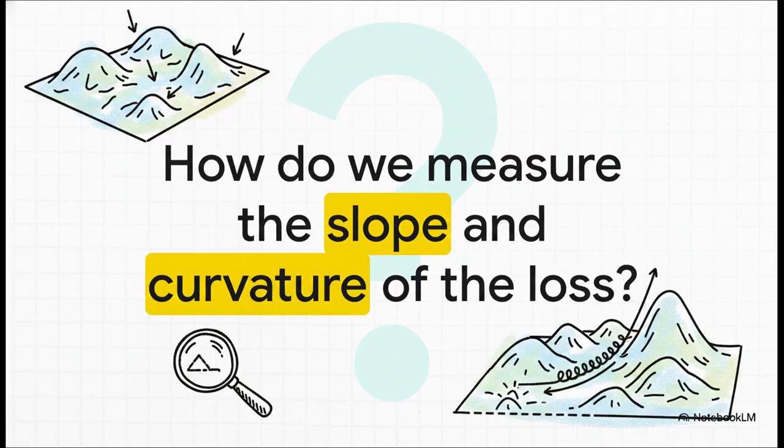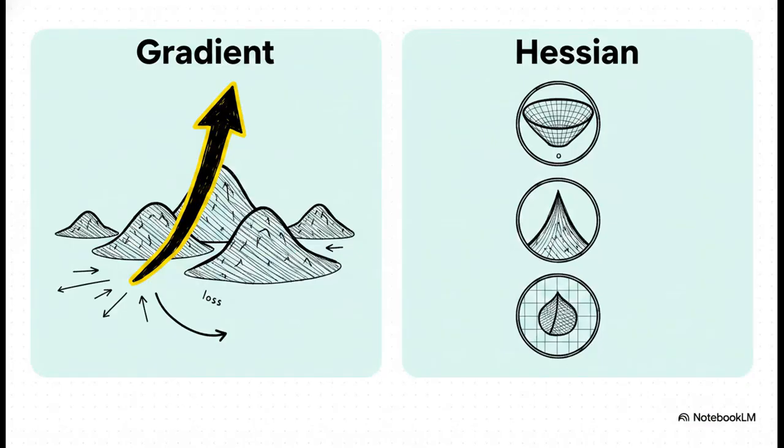To do that, we need to know two critical things at any given spot. Which way is downhill, and how steep is it? In other words, how do we measure the slope and the curvature of our loss function? Exactly. And these are our two essential tools for the job. You've got the gradients, which is basically a vector that points straight uphill, the direction of the steepest climb. So, naturally, to go down, we just walk in the opposite direction.